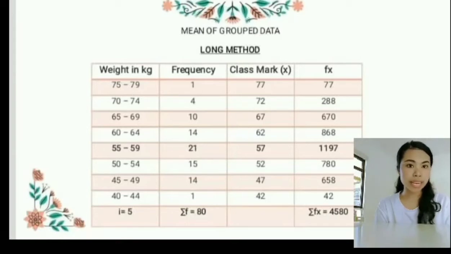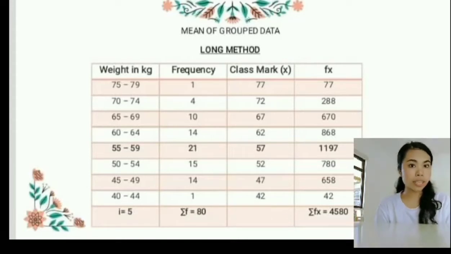55 plus 59 equals 114 divided by 2 equals 57. 50 plus 54 equals 104 divided by 2 equals 52. 45 plus 49 equals 94 divided by 2 equals 47. 40 plus 44 equals 84 divided by 2 equals 42. Okay, so now we will go on to fx.